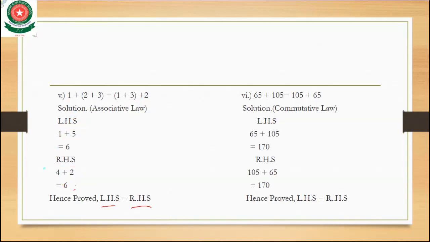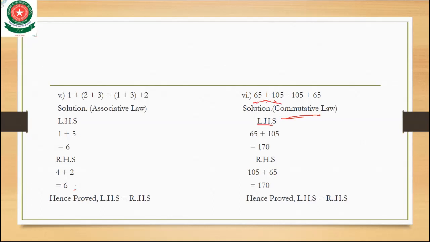So come to the next part, part number 6. 65 plus 105 is equal to 105 plus 65. First of all, see that there are two numbers which are added, so this is the commutative law. Okay, this is commutative law.